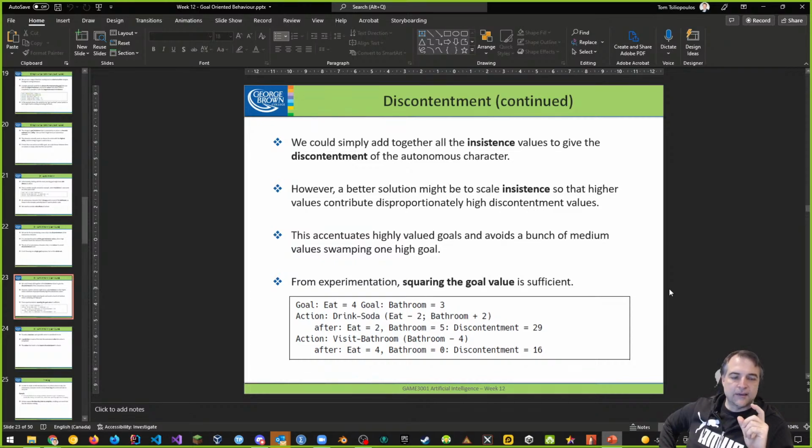Questions around insistence and discontentment, okay, and goals. Any questions around this, the understanding piece? Because this is the kind of stuff that we can use to make a more complex AI. What are your thoughts, guys?